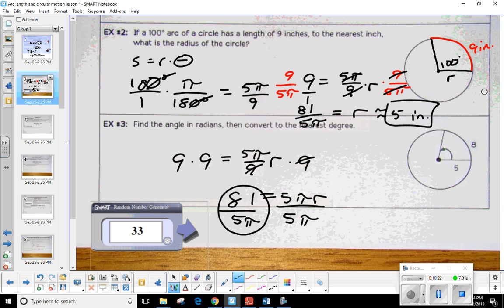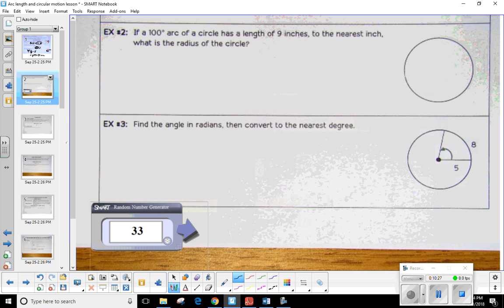All right. Let's try example 3. It says find the angle in radians, then convert to the nearest degree. So we don't know what theta is, but they do give me S, which is what? 8. Remember, that's the arc length. And they're giving me R, the radius, 5. So S is equal to R theta. So the arc length 8 is equal to the radius 5 times theta. And what would theta equal? Theta would have to be 8/5.